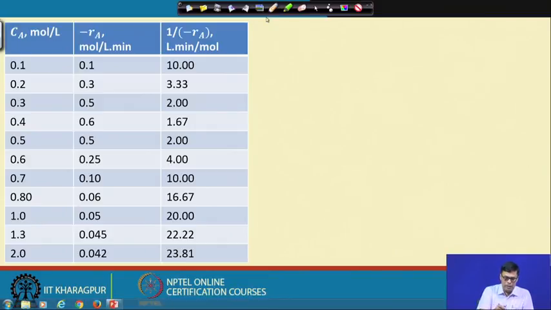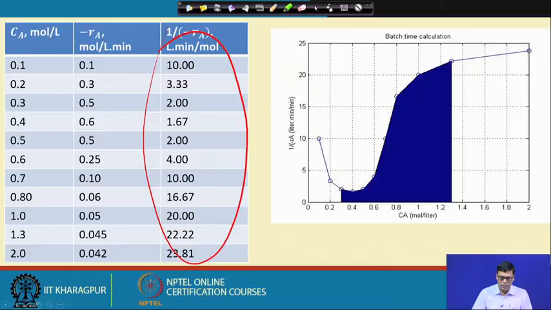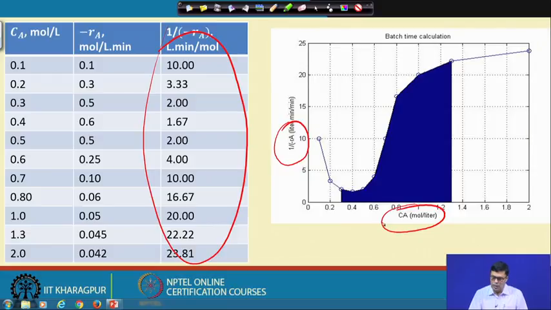This is how we calculated the data: 1 by minus Ra. This is the whole data that we can calculate, and then we put it in the figure, 1 by minus Ra versus Ca. If you plot this, you can see this pattern is a little bit different as compared to the previous pattern. In the previous pattern the correlation was like this, but here it is like this.